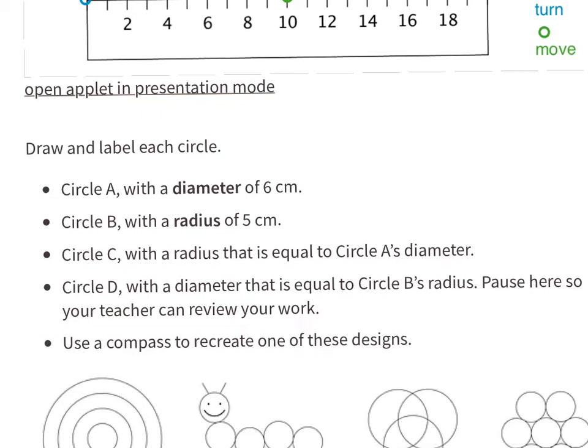Oh, that's pretty looking. And then we have letter D, the diameter of the circle B's radius. So now the diameter is 5. So it's going to be a circle that looks like that-ish. Okay, so just remember, diameter is the distance across, the radius is from the center out to the edge. Okay, and that's it for the lesson.